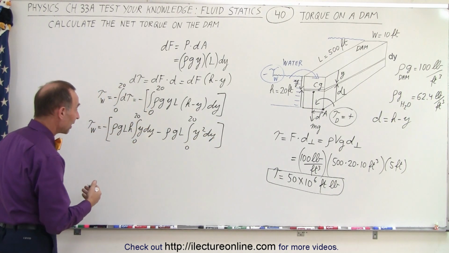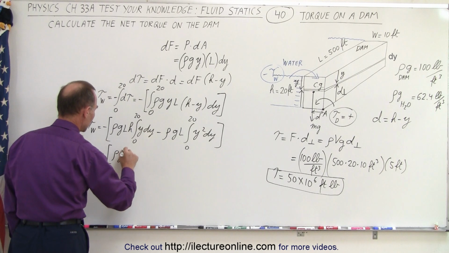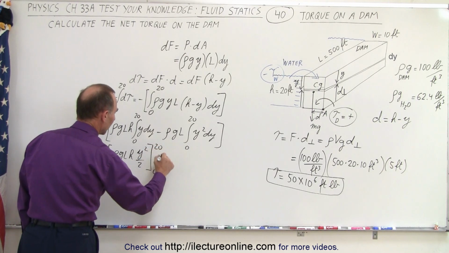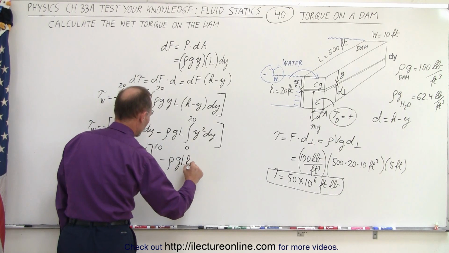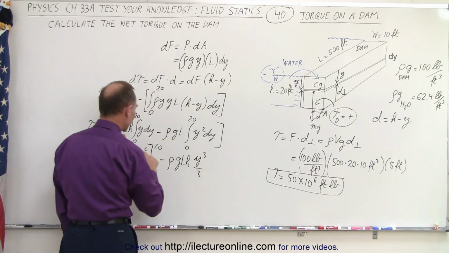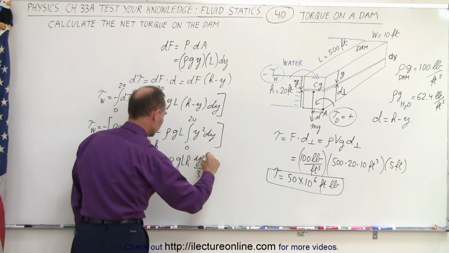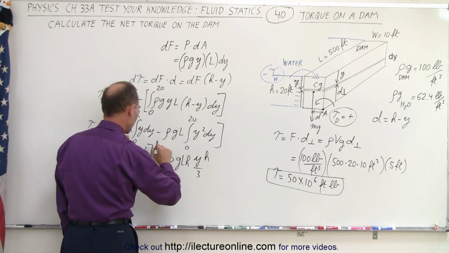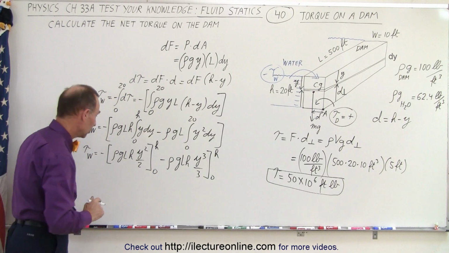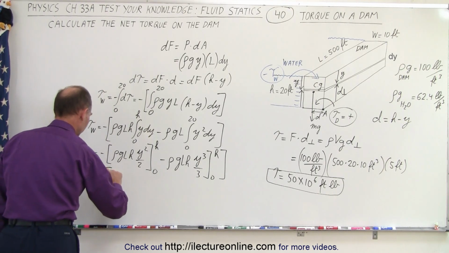And now I can go ahead and integrate and find the total torque caused by the water. So torque caused by the water is equal to negative density g l h times, that's going to be y squared over 2, evaluated from 0 to 20, minus rho g l h, and that's going to be y cubed over 3. You know what? Instead of using 20 as a limit, I'm going to use h as a limit because that makes it a little bit better. So y squared from 0 to h, and y cubed from 0 to h. The reason I did that is because I have an h in there and I want to keep the units the same here.